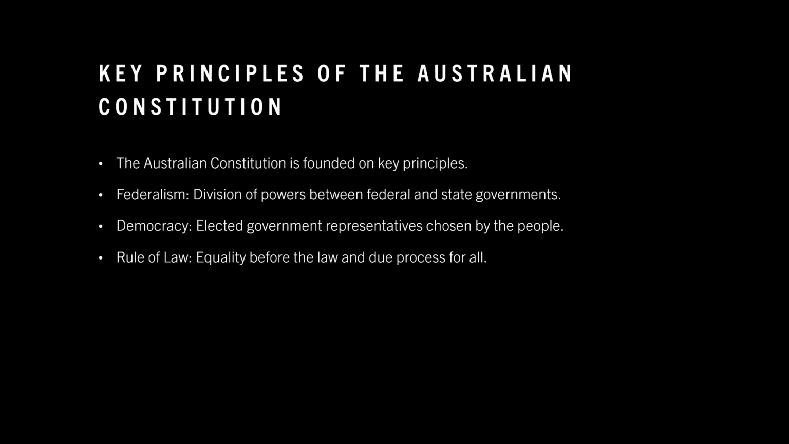The Australian Constitution is built upon several key principles that form the foundation of our nation's governance. These principles include federalism, democracy, and the rule of law. Federalism is the division of powers between the federal government and the state government. It delineates their respective responsibilities and ensures a balance of authority. Democracy. The Australian Constitution enshrines democratic principles, ensuring that government representatives are elected by the people. It upholds the right to vote, allowing citizens to have their say in governance.